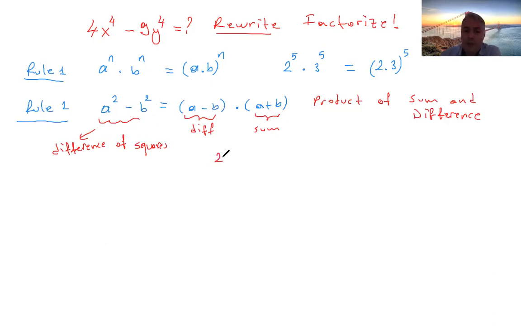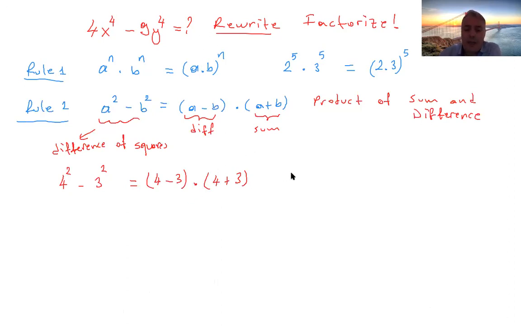Example: 2 to the power of, not 2, better to use different numbers so you can understand better. Let's say 4 to the power of 2 minus 3 to the power of 2. I can write this as the 4 first minus the second number 3, their difference, times the first number 4 plus the second number 3, their sum. That's it. Someone said the answer in the chat, later.